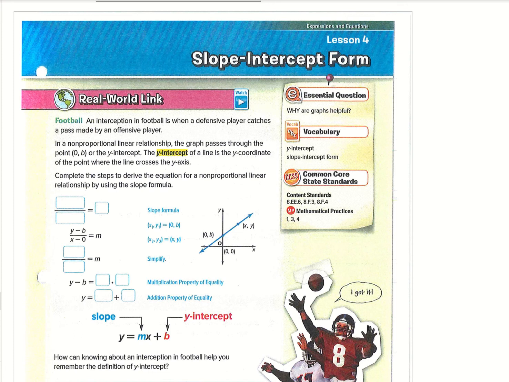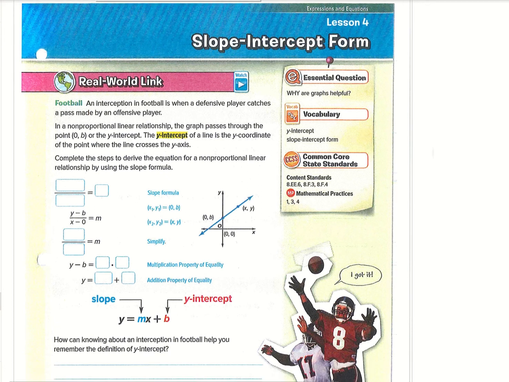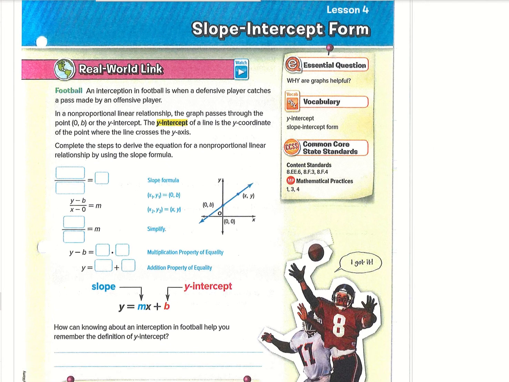For Slope-Intercept Form, we're really just building on what we did in 3.3. For those of you who don't remember, 3.3 was y equals mx, or also direct variation. They're the same thing, right? So this one, we've got y equals mx, but then we're also adding another part to it. We'll start out just with looking at this definition we have right here.